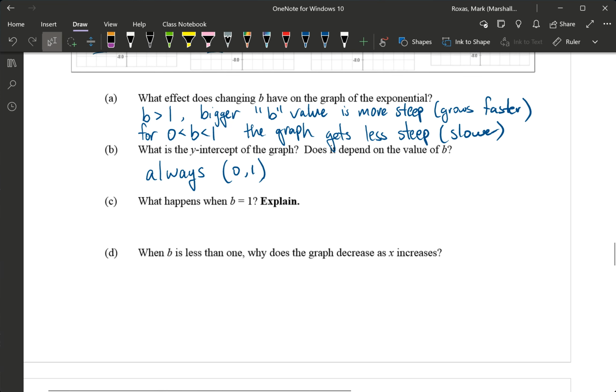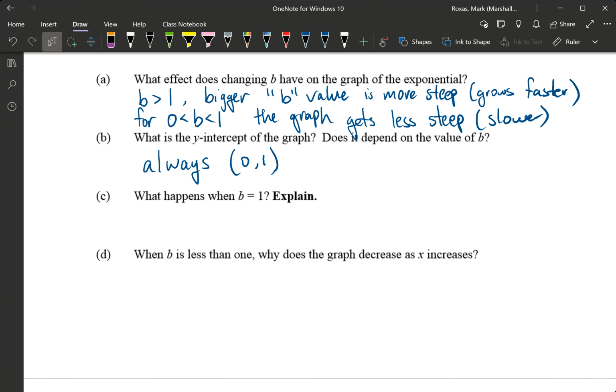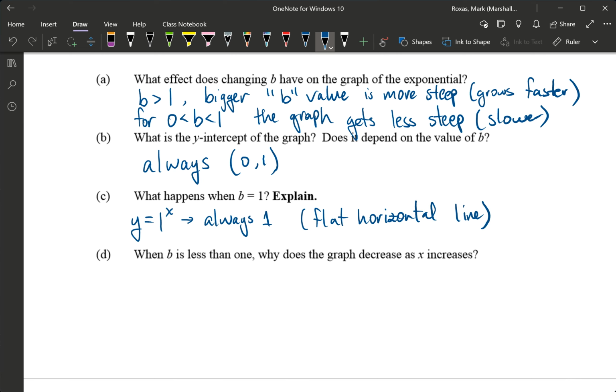What happens when b equals 1? So we're just going to formally write down what I've already said to you earlier in the lesson, that when the base is equal to 1, you get y equals 1 to the x, which is always 1, right? A flat horizontal line, not an exponential function.